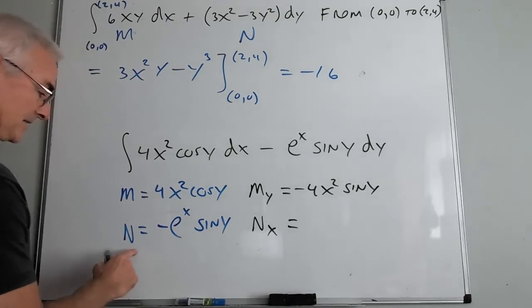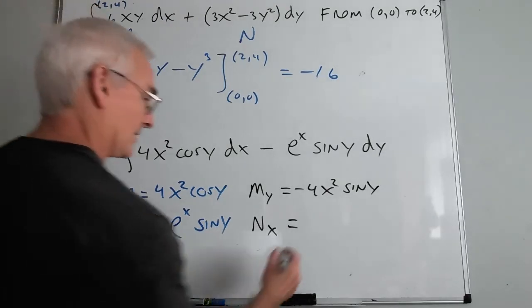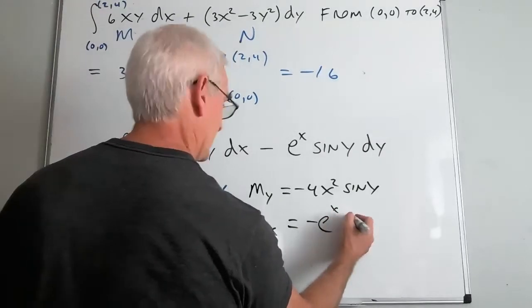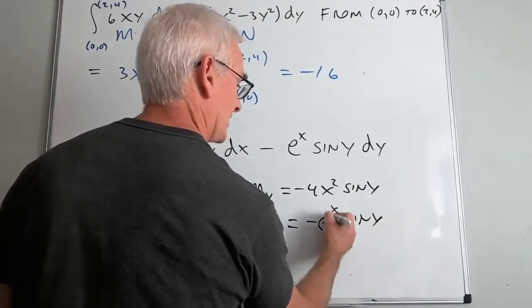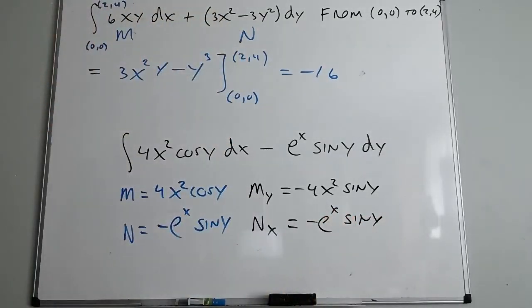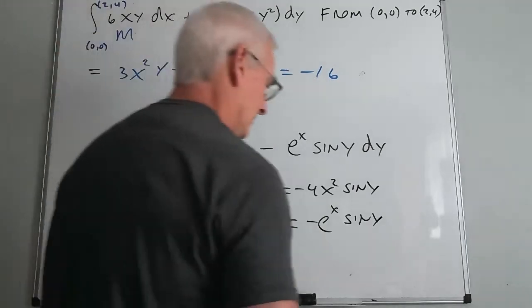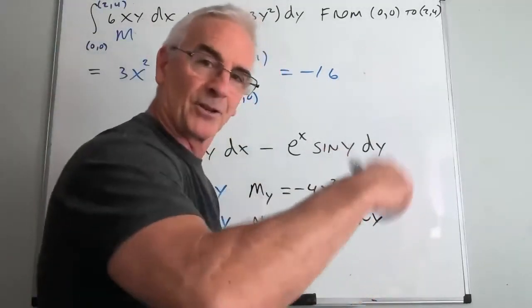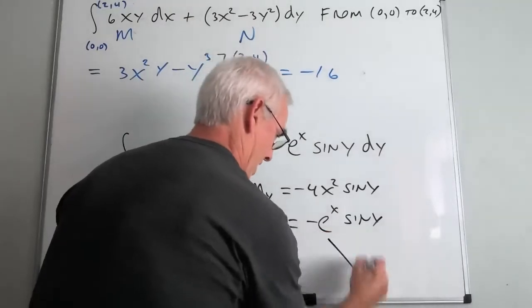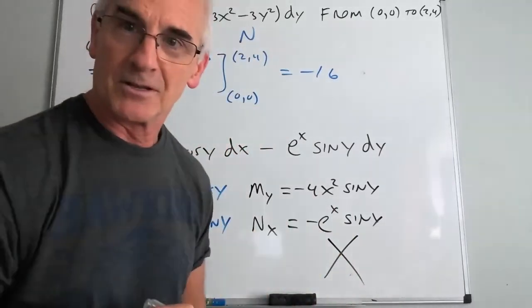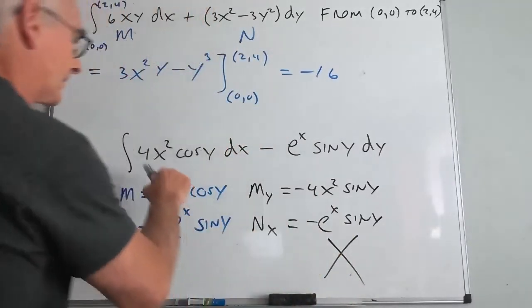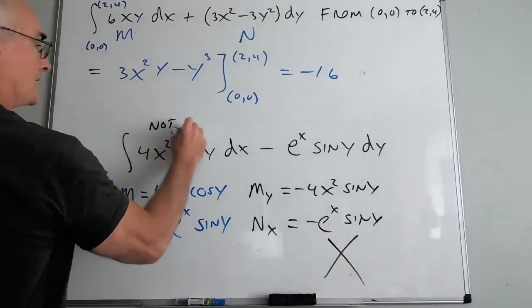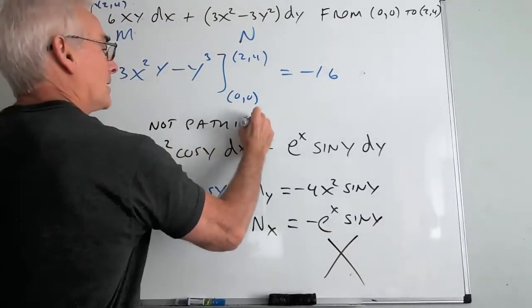What's Nx? Partial of N with respect to x. Negative e to the x sine y? Well, they both had a negative sine y, but I'm pretty sure those aren't equal. When you're doing things online, it gives you the check. So what's my conclusion? Not path independent.